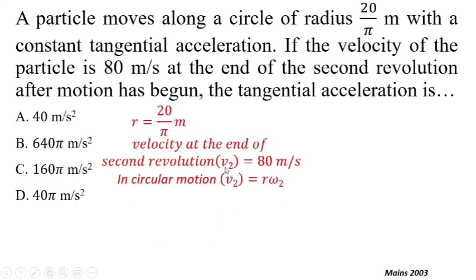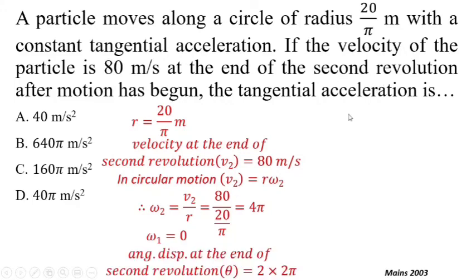In circular motion we have the formula v2 equal to r omega 2. So we can find out omega 2 now. To find out omega 2 we will use v2 by r, where v2 is 80 meter per second and r is 20 by pi. So if you calculate this you will get 4 pi. It is also given that after motion has begun, that means at the start point omega will be 0, that is angular velocity will be 0. We need to find out tangential acceleration. For 2 revolutions total displacement will be equal to 2 into 2 pi.